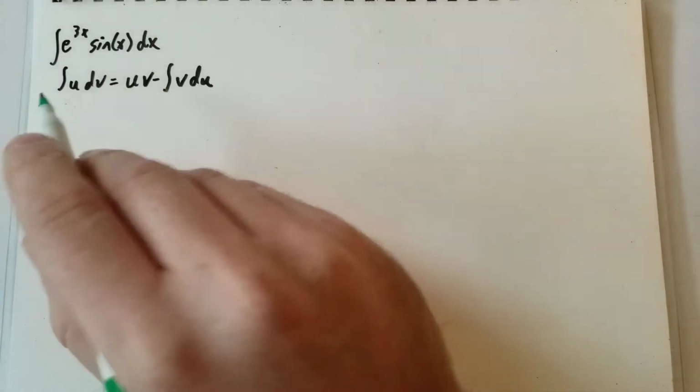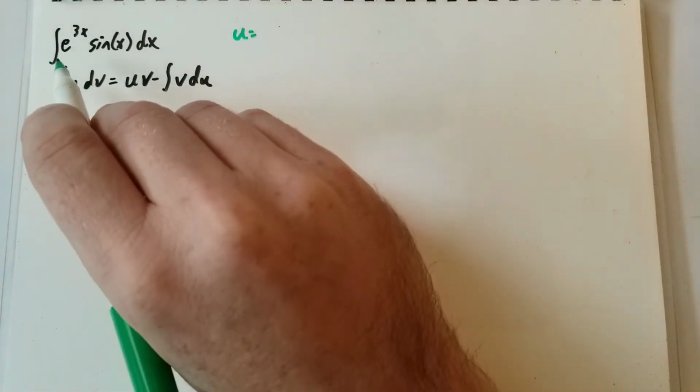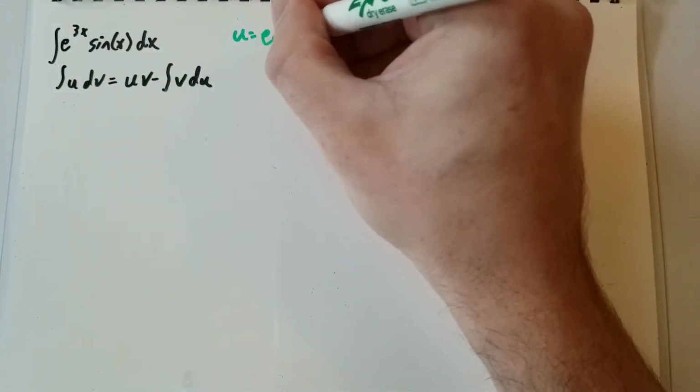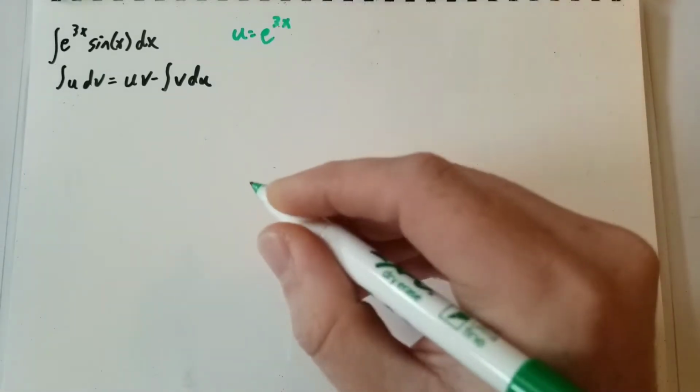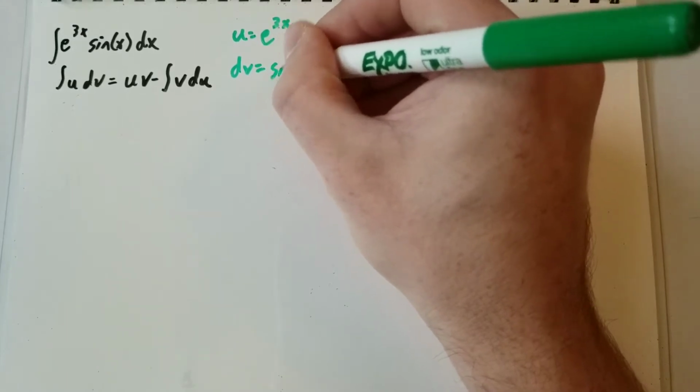So the first thing we're going to do is find our u and our dv. So in this problem, we're going to pick our u to be e to the 3x, and our dv is going to be our sine x.